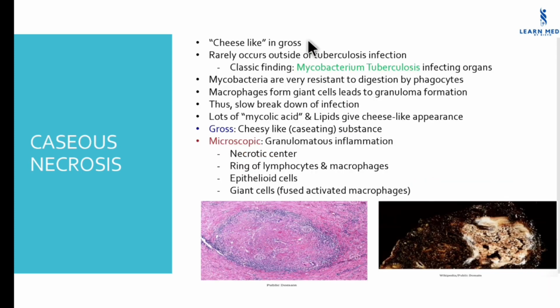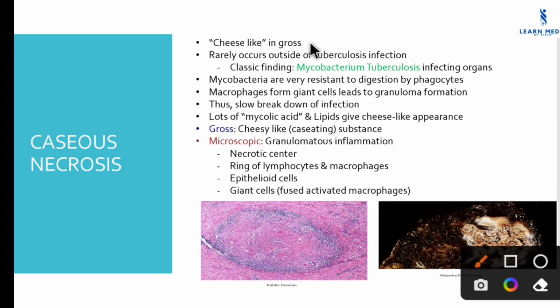There is a cheese-like appearance present in tissue undergoing caseous necrosis, which rarely occurs outside of tuberculosis infection in the lungs. It is a classic finding of Mycobacterium tuberculosis infecting organs. That is, any organ that grossly has a cheese-like appearance means it is infected by Mycobacterium tuberculosis.